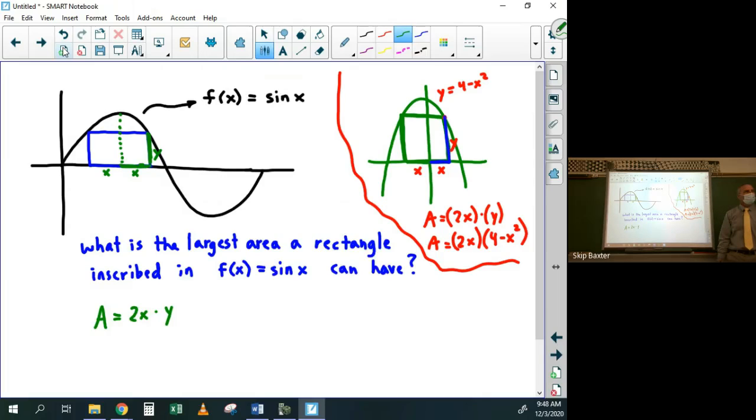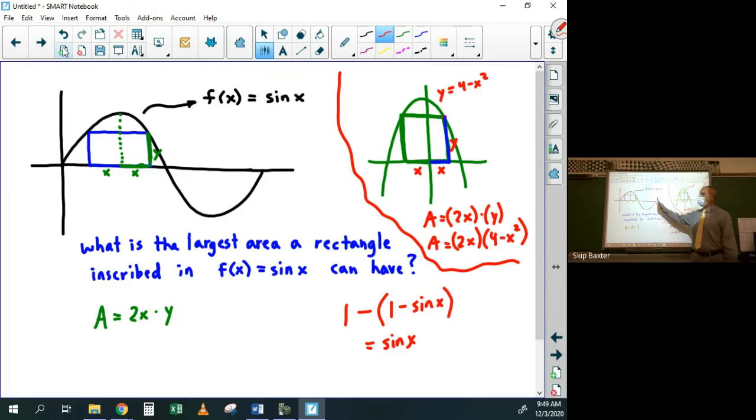Wait, say it again? Write this down. 1 minus, in parentheses, 1 minus sin x. How do I figure that? This is equal to sin x, isn't it? I just distributed the negative. I get what you're saying, because y can't be more than 1. Oh, so you're taking the maximum value.